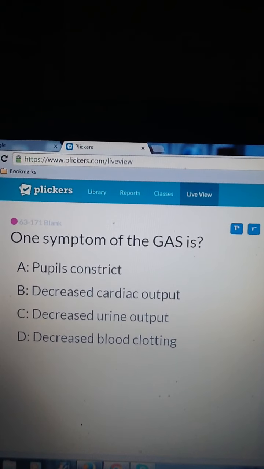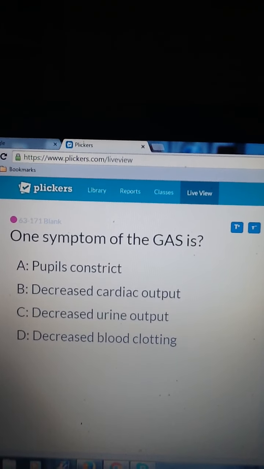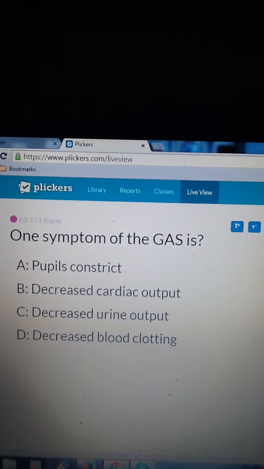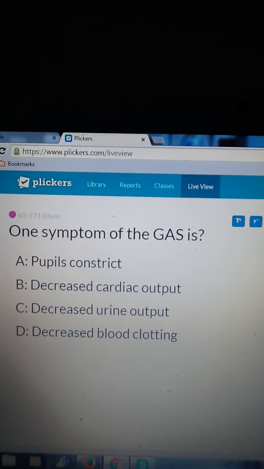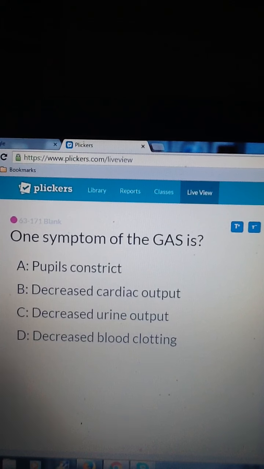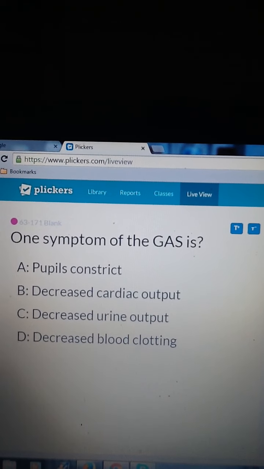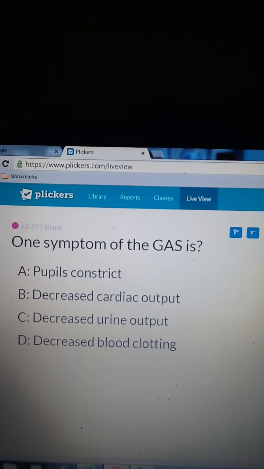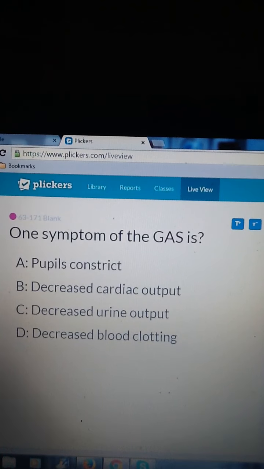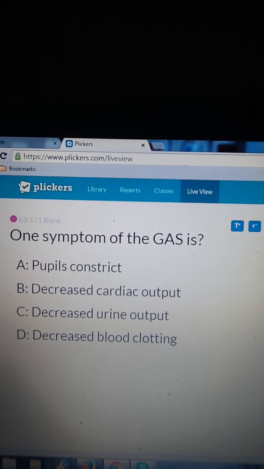Again, from that lecture, one symptom of the general adaptation syndrome is, remember this is fight or flight. Is it A, pupils constrict, B, decreased cardiac output, C, decreased urine output, or D, decreased blood clotting? The correct answer is A, pupils constrict.